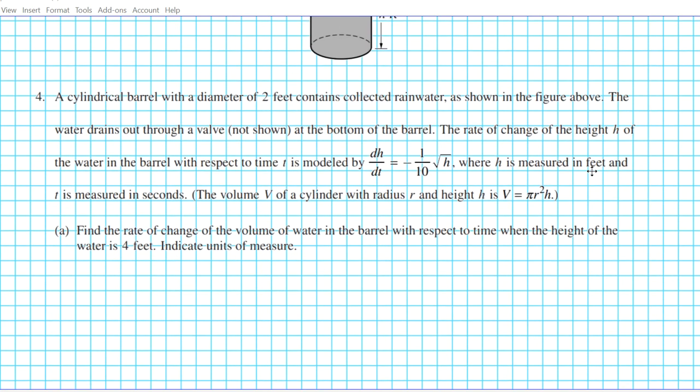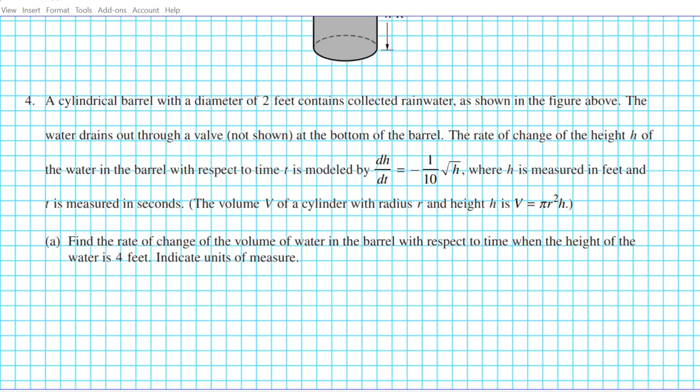Question 4a. Find the rate of change of the volume of water in the barrel with respect to time when the height of the water is 4 feet. Indicate units of measure. All right, before we get started, there are certain things that you will have to keep in mind. So some things to note for problems like this. For related rates problems, you're going to be differentiating implicitly, okay? So first thing to note is what to do when you're differentiating implicitly, which is as follows.